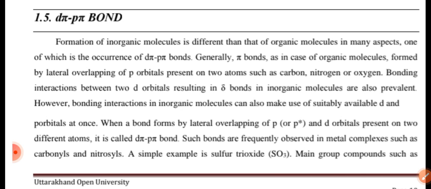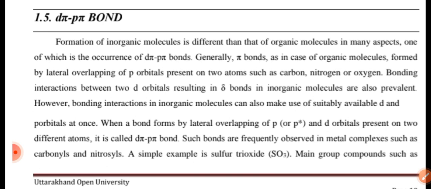Formation of inorganic molecules is different from that of organic molecules in many aspects, one of which is the occurrence of d pi p pi bonds. Generally, a pi bond, as in the case of organic molecules, is formed by lateral overlapping of p orbitals present on two atoms such as carbon, nitrogen, or oxygen. Bonding interaction between two d orbitals results in a delta bond, which is also prevalent in inorganic molecules.